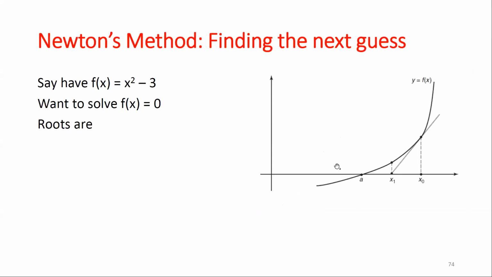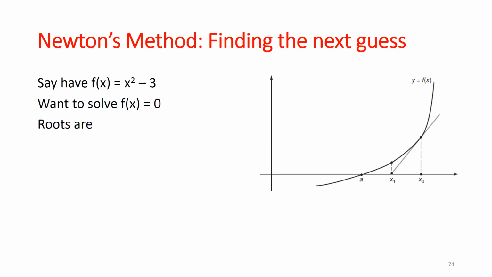So let's do it slow. We'll say we have x squared minus 3. That's our function. So what are the roots? When does x squared minus 3 equal 0? For what value of x? When x is the square root of 3. Good. Anything else? The square root of negative 3.